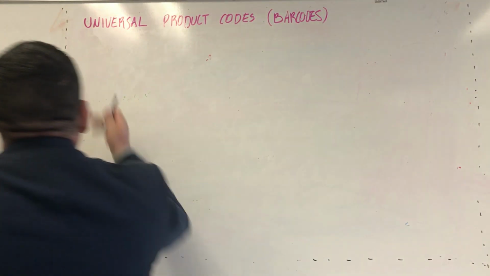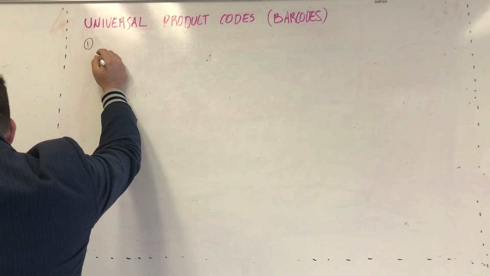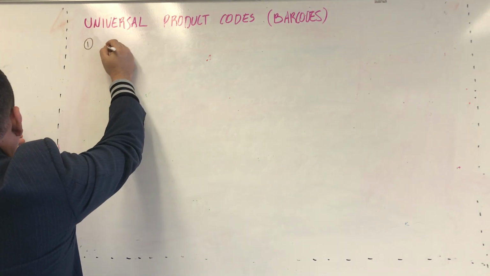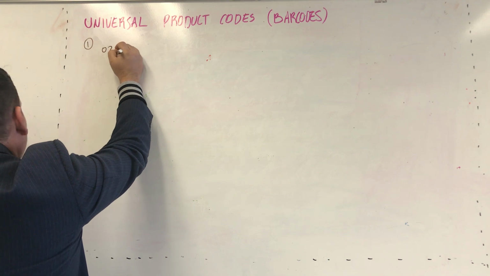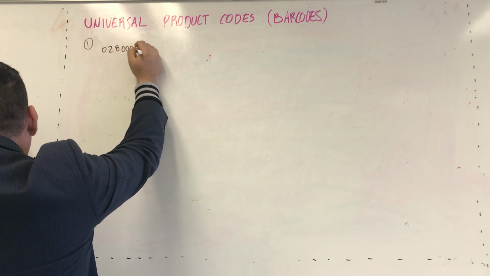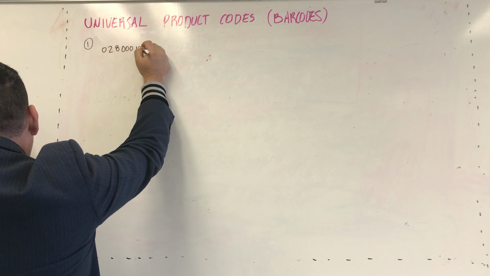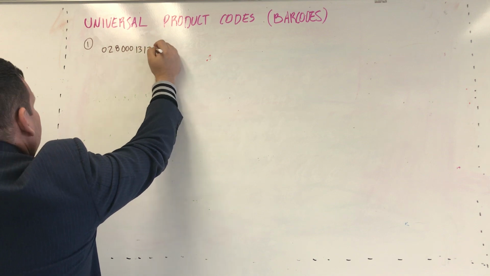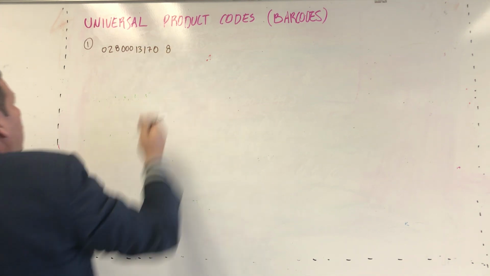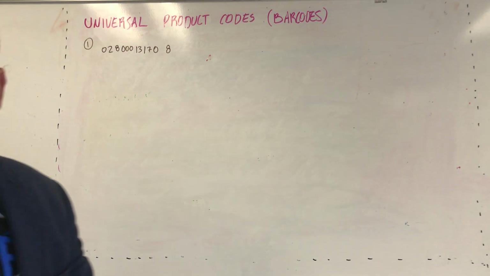So the first example, I have the code 028000013170 8. Okay, so we need to check the validity of this number.